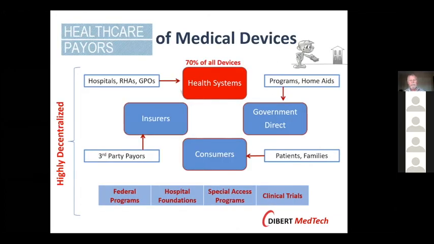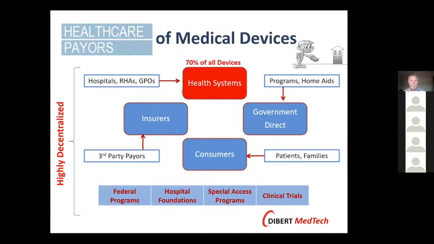So here's the payers, very busy slide, but it's the payers of medical devices. So start at the top in the big red box, it's the health systems. And by health systems, I mean hospitals, regional health authorities, and group purchasing organizations. So these are the groups that represent health systems. They purchase 70% of all medical devices. So that's by far the biggest market, where they're purchased and used.